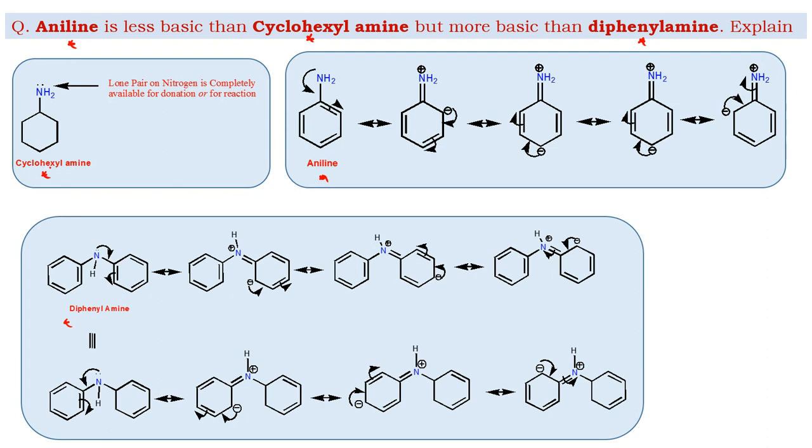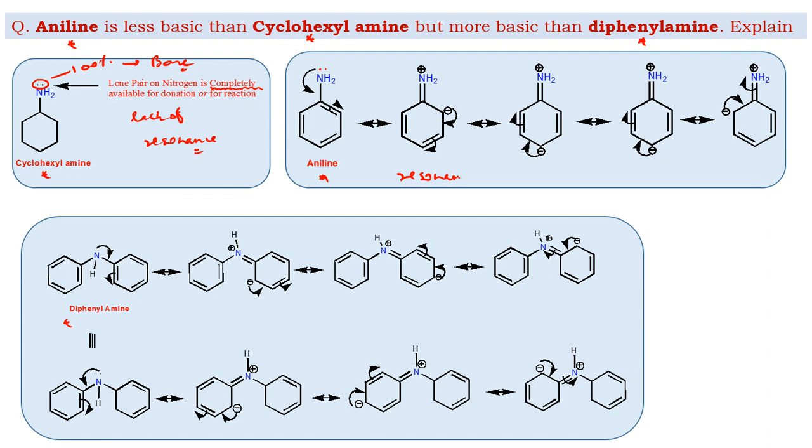In the case of cyclohexylamine, you see there is a lone pair available on the nitrogen. This is completely available. Why is it completely available? Because of lack of resonance. You are seeing there is no resonance. Therefore, this lone pair is 100% available, so it can easily behave as a base. But in the case of aniline, as you are observing, the lone pair which is available on the nitrogen is in resonance.